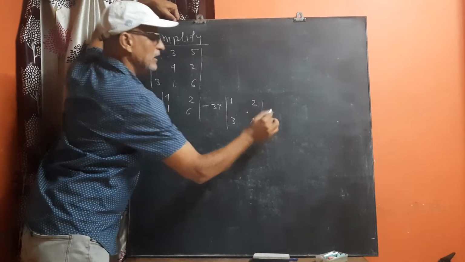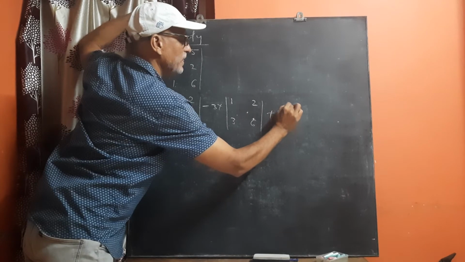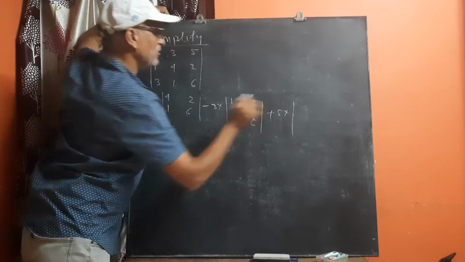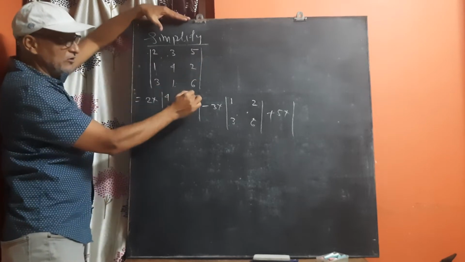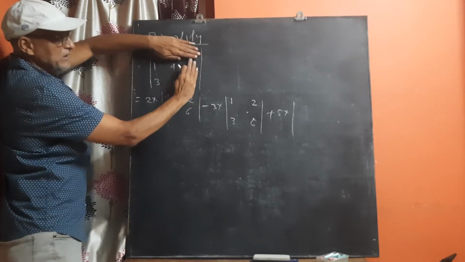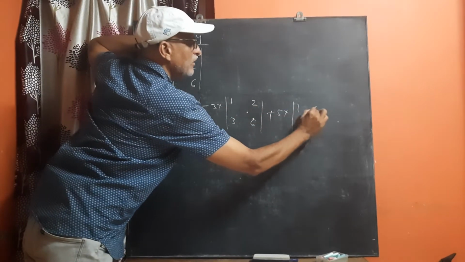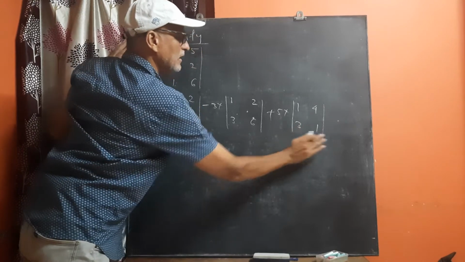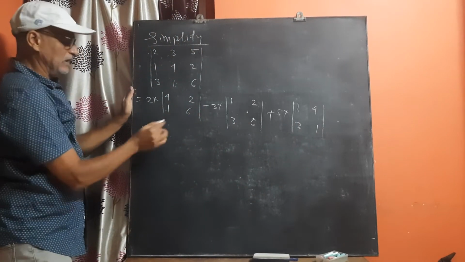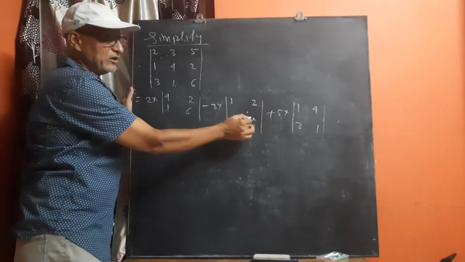Plus, this is positive. So plus 5 into determinant of, skip the first row. 5 है आपका फर्स्ट रो में और थर्ड कॉलम में. तो इसको और इसको छोड़ दिया. The remaining elements are 1, 4 and 3, 1. Is equals to. Now these are the determinants of 2 by 2 order.